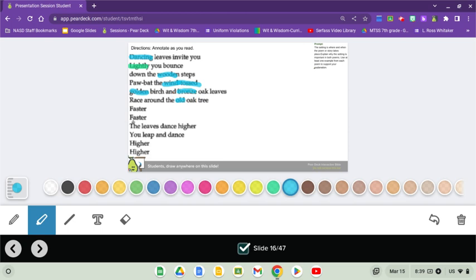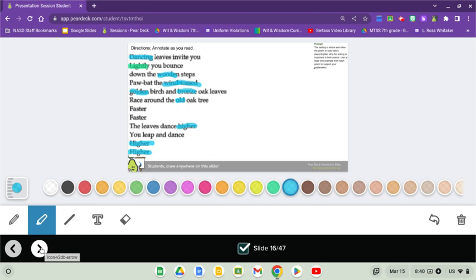Faster, faster. The leaves dance higher. And that's something called a comparative adjective. Please repeat after me. Comparative adjective. Comparative adjective. You leap and dance higher, higher. Repeat after me. Comparative adjective.